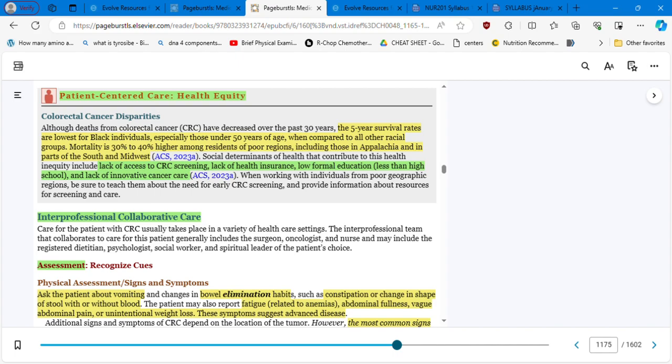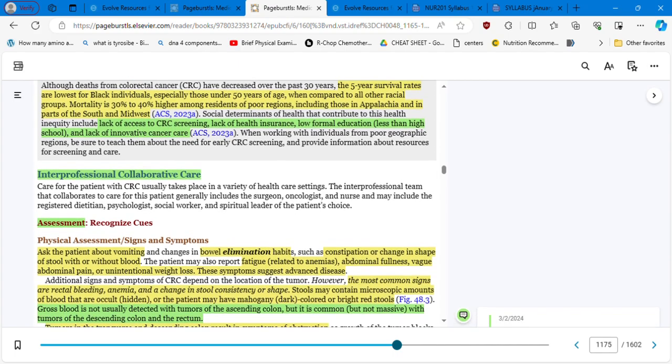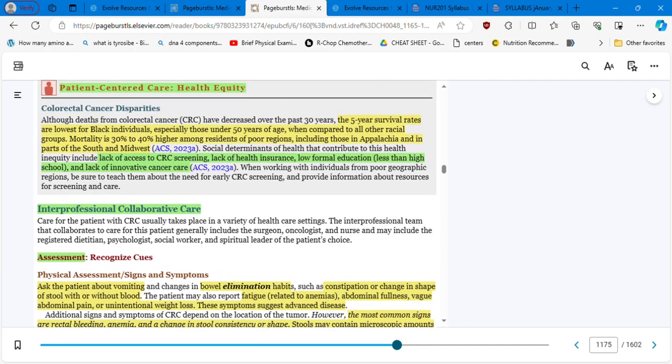When compared to all other racial groups, mortality is 30 to 40% higher among residents of poor regions, including those in Appalachia and parts of the South and Midwest. Okay, so think about this. Lack of access to CRC screening, lack of health insurance, low formal education, less than high school, and lack of innovative cancer care are also factors that we need to address.